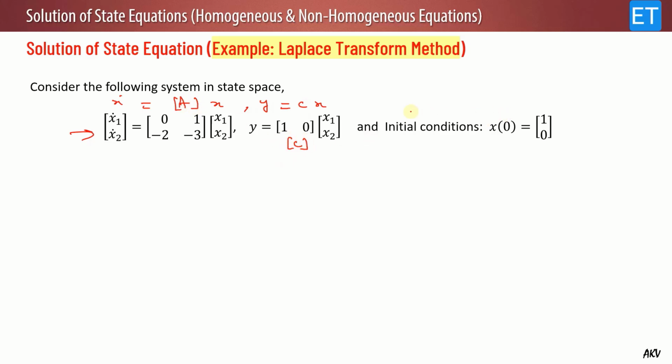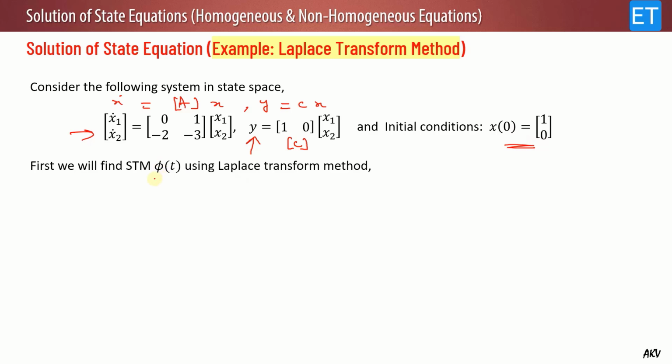B and D matrix are not there. B is not there because the input is not applied, because I am considering the case of the homogeneous state equation, right? But initial conditions are given, because if initial conditions are there, then only you can achieve some output. If initial conditions are also 0, then there is no need of solution. You will get the 0 output. So let's see how I can find the output of the system y because of these initial conditions.